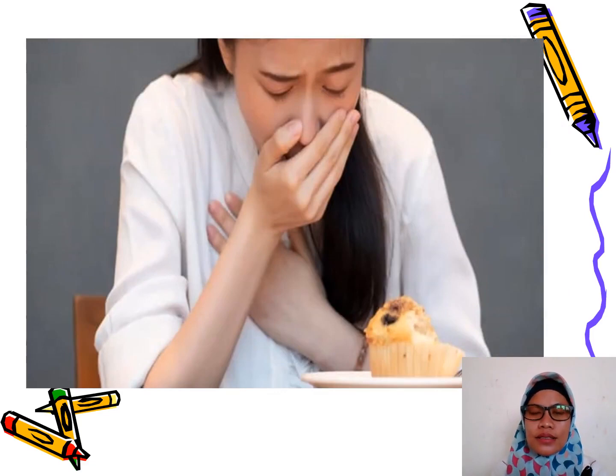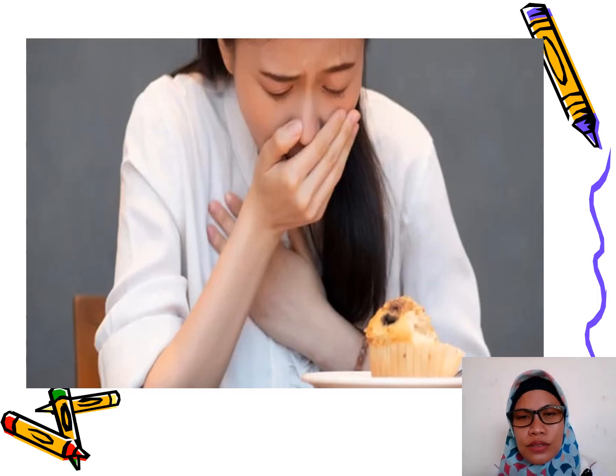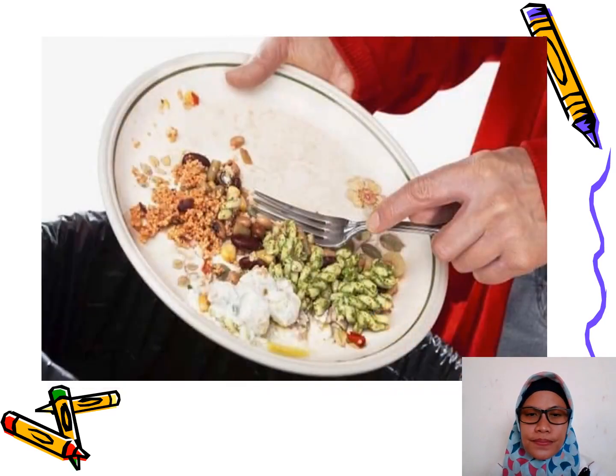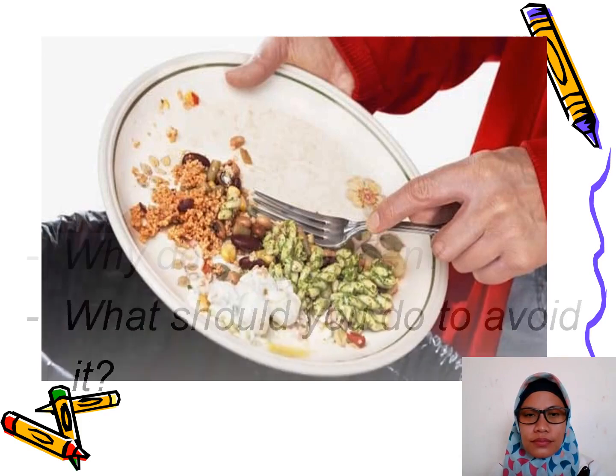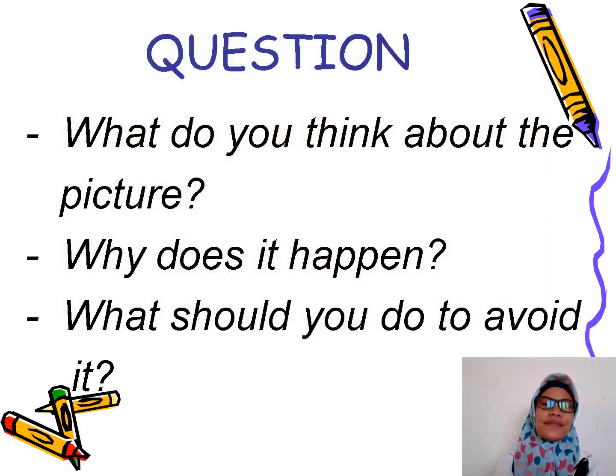In this second picture, a girl or woman doesn't want to eat. And then for the next, someone throws the foods into the rubbish. Here are my questions. Why does it happen?